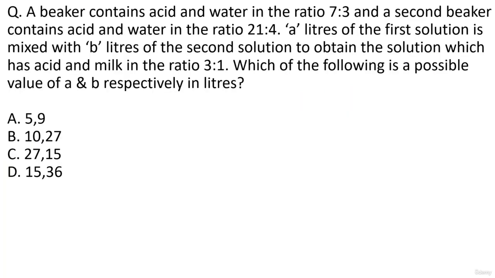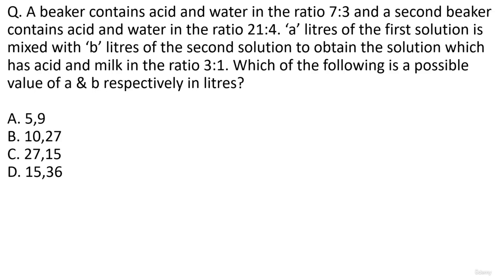A beaker contains acid and water in the ratio 7:3, and a second beaker contains acid and water in the ratio 21:4. A liters of the first solution is mixed with B liters of the second solution to obtain a solution which has acid and milk in the ratio 3:1. Which of the following is a possible value of A and B respectively in liters?